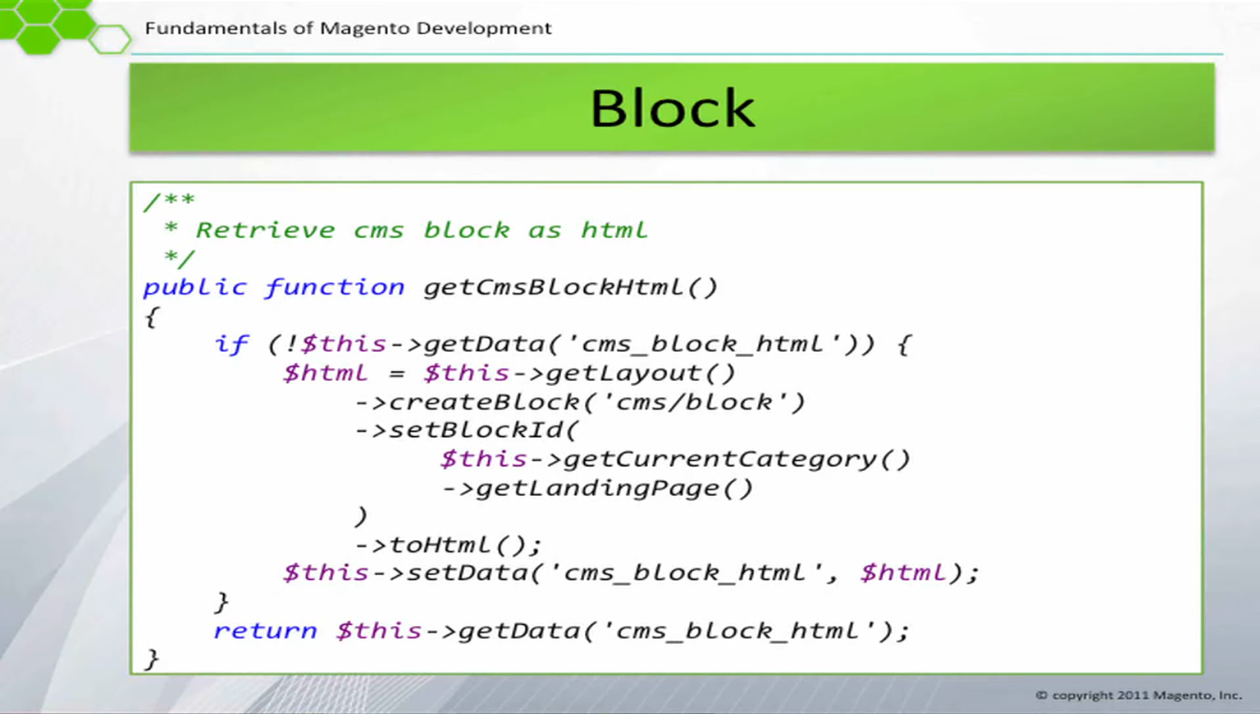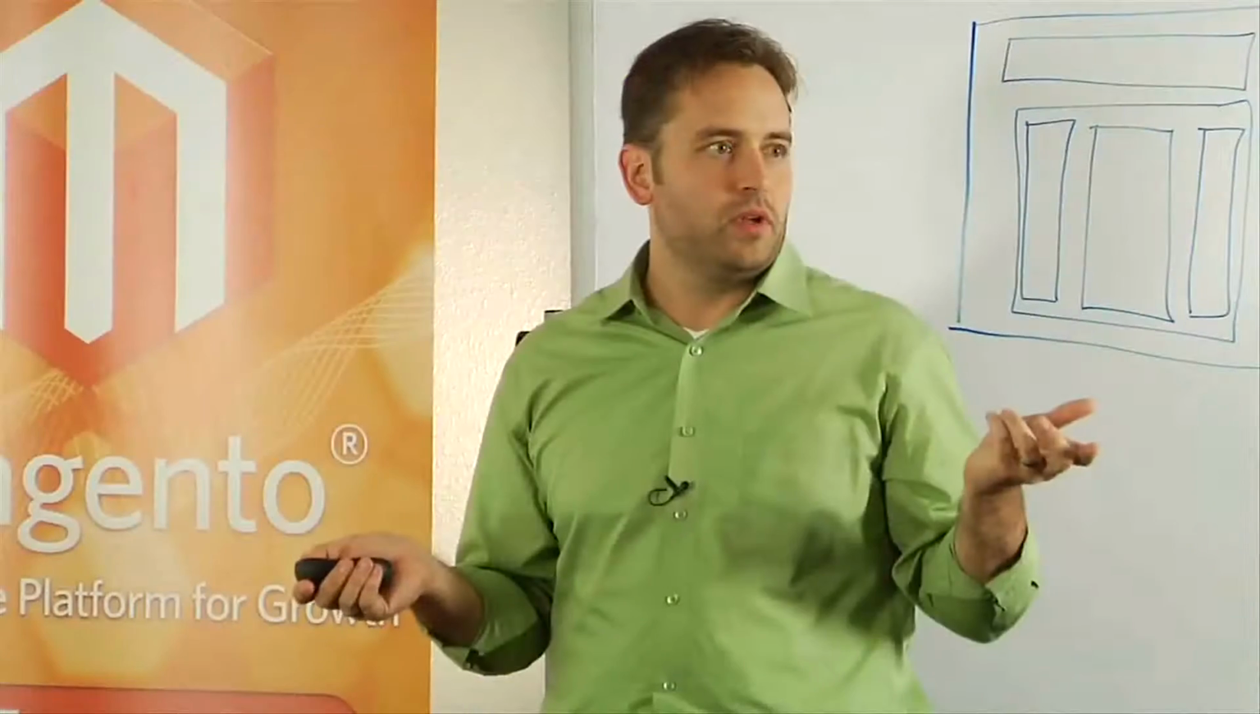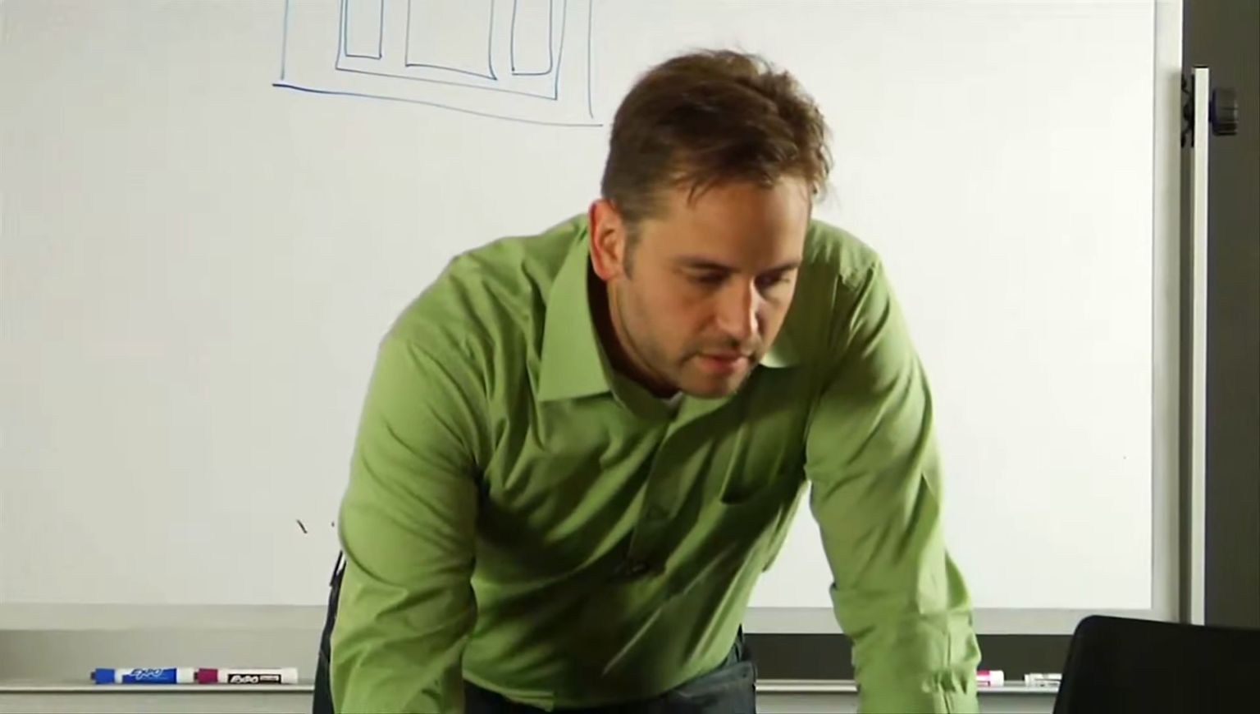Oh, CMS block HTML. All right, so here's a special function for CMS blocks. This is basically just to show you that in your block class you can have different methods that do something that you need. So in this case, for the CMS system, we have to somehow get that data. That's actually an interesting way. We can look at the configuration for that.